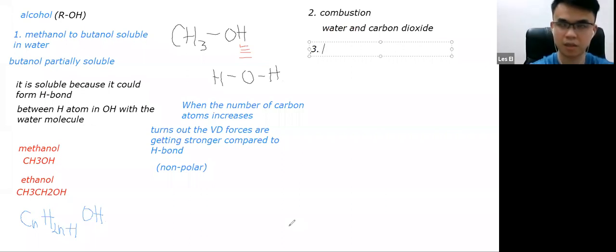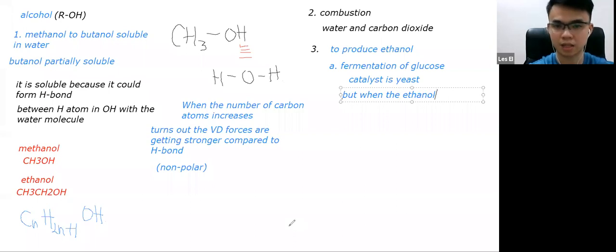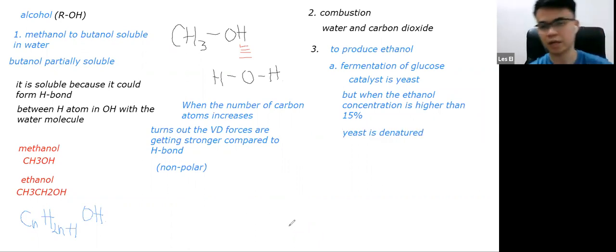Also, still about alcohol, but more specific. Let's say to produce ethanol. To produce ethanol, there are two ways. The first one is by using fermentation of glucose. This one, the catalyst is yeast, but when the ethanol concentration is higher than 15%, the yeast is denatured. So you have to keep on adding the yeast.